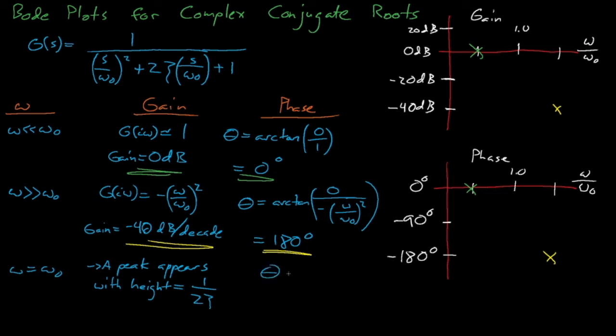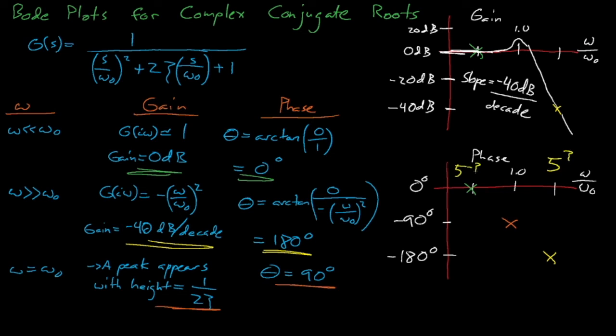As expected, the phase plot starts at 0 degrees for low values of omega, and transitions to negative 180 degrees for larger values of omega. As with before, this transition is roughly linear, but here it starts at roughly omega naught times 5 to the power of negative squiggle and ends at approximately omega naught times 5 to the power of positive squiggle. Before, this transition happened at 0.1 times omega and 10 times omega, but here with this complex conjugate function, it begins and ends at different values of omega.